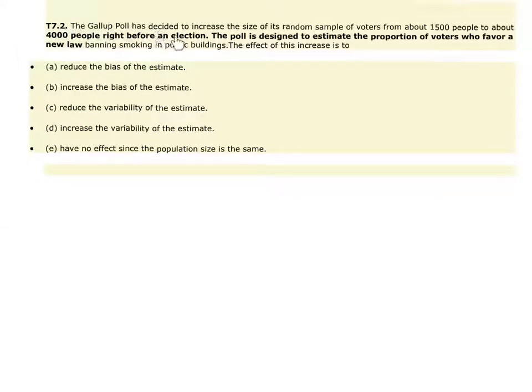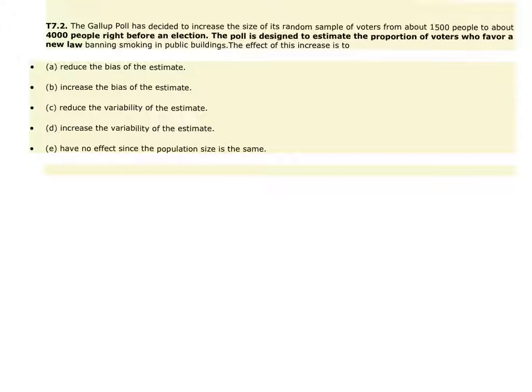The Gallup poll has decided to increase the size of its random sample of voters from about 1,500 people to about 4,000 people right before an election. The poll is designed to estimate the proportion of voters who favor a new law banning smoking in public buildings. The effect of this increase is to do what?